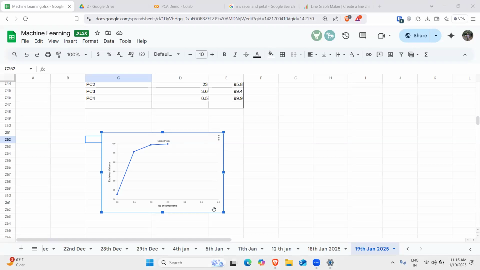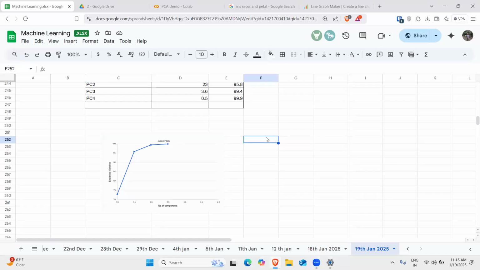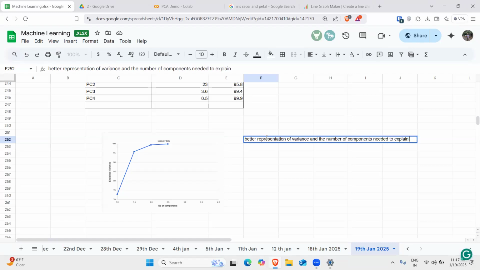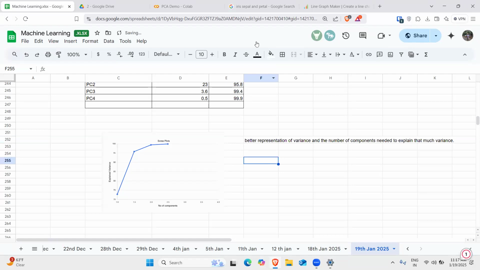Okay, perfect. So this is known as a Scree plot. Now this is a better representation of variance and the number of components needed to explain that much variance. Yes or no? So that's what we have for this.